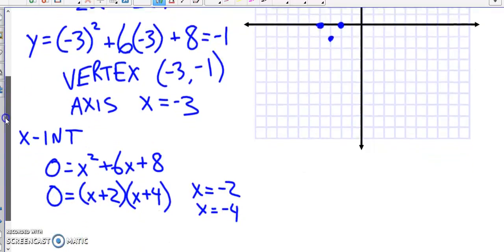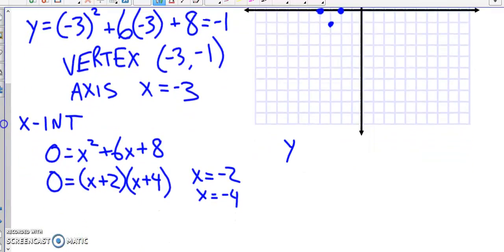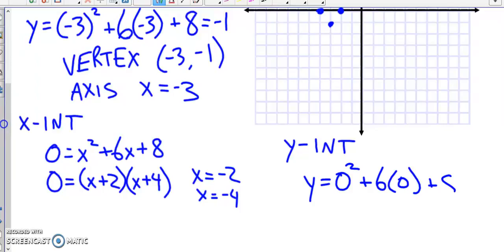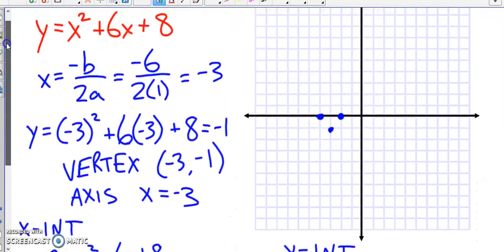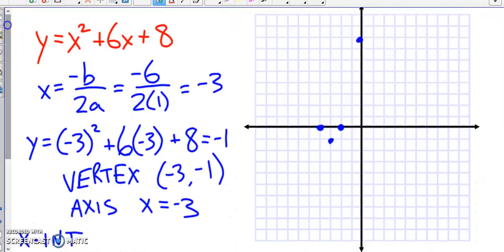Now, in order to get an even better picture of this, let's get the y-intercept. So the y-intercept is what you get when you plug in 0 for x. So y equals 0 squared plus 6 times 0 plus 8. That would be 8. So I can come up here on the y-axis and plot 8.